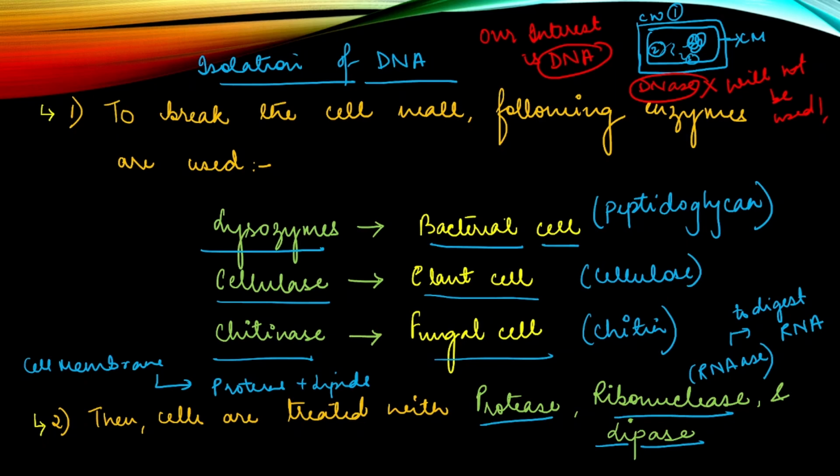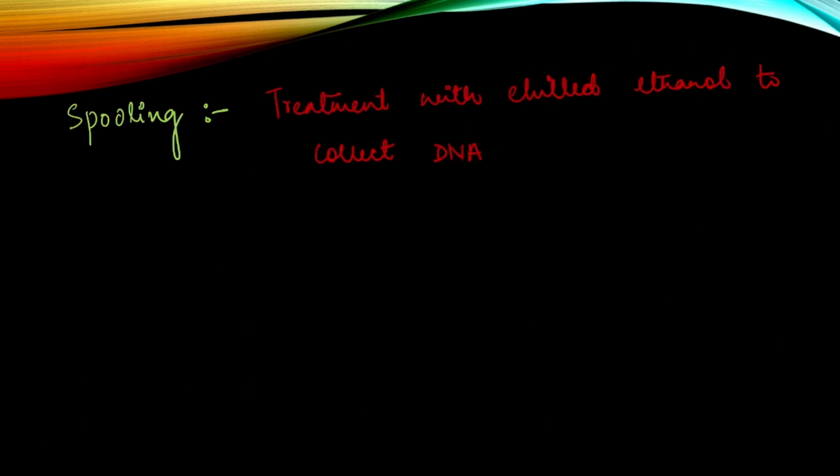As per the cell, if it is a bacterial cell we will use lysozyme, if it is a plant cell we will use cellulase, and if it is a fungal cell we will use chitinase. Then we will use protease, lipase and RNase to digest the rest of the materials. Then we will have our DNA. Now in this beaker or test tube, you will see some transparent thread-like structures all over the tube. Now we need to precipitate it and bring it to one particular area.